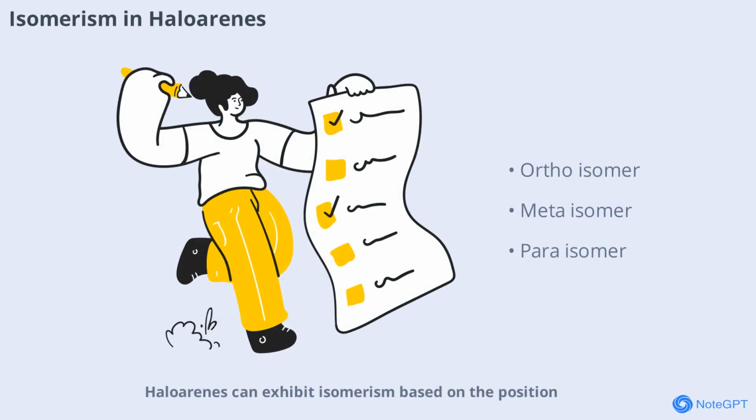Haloarenes can exhibit isomerism based on the position of the halogen atom on the aromatic ring. Ortho, meta, and para isomers have different physical and chemical properties. This isomerism is important for the synthesis of specific compounds with desired characteristics, especially in pharmaceuticals and materials science.